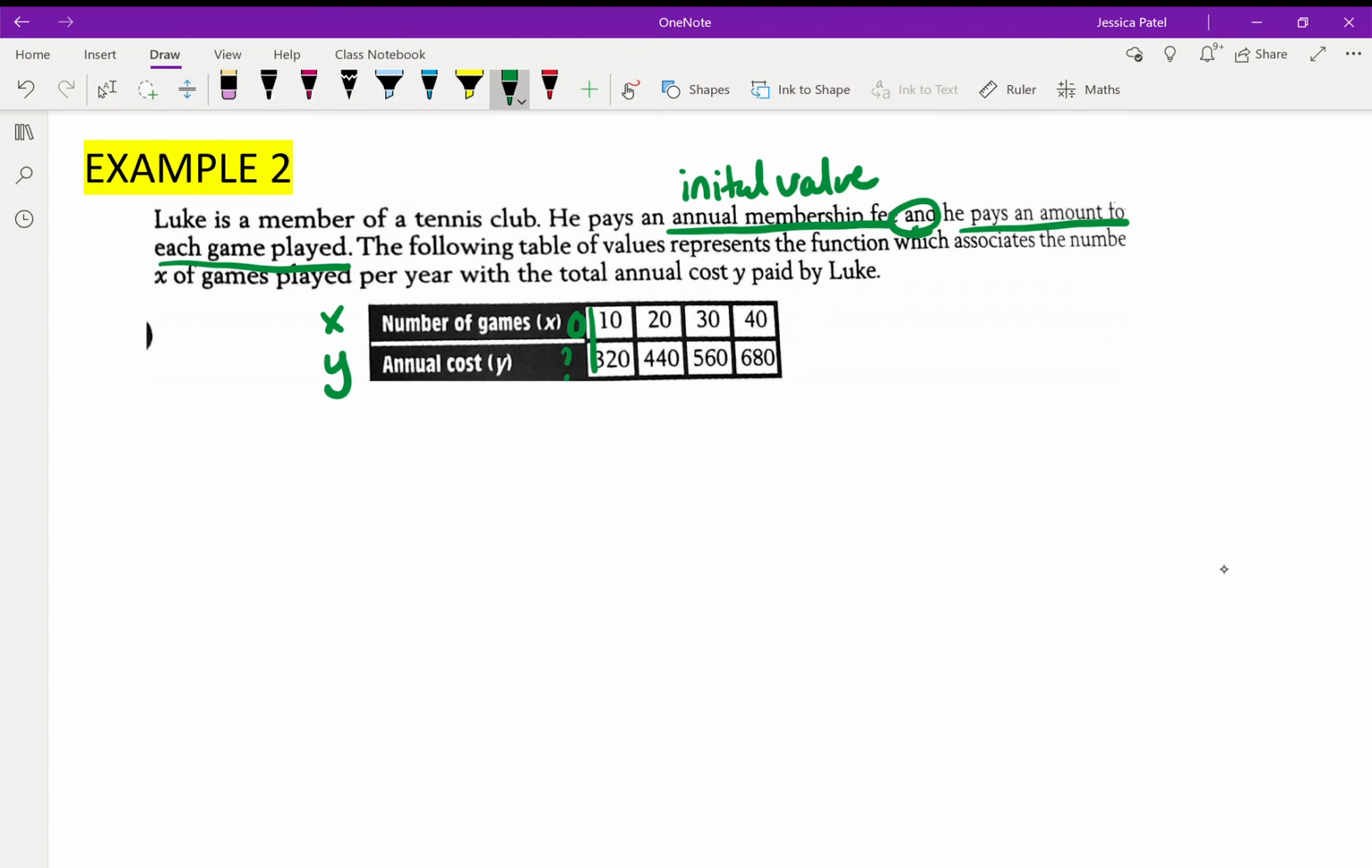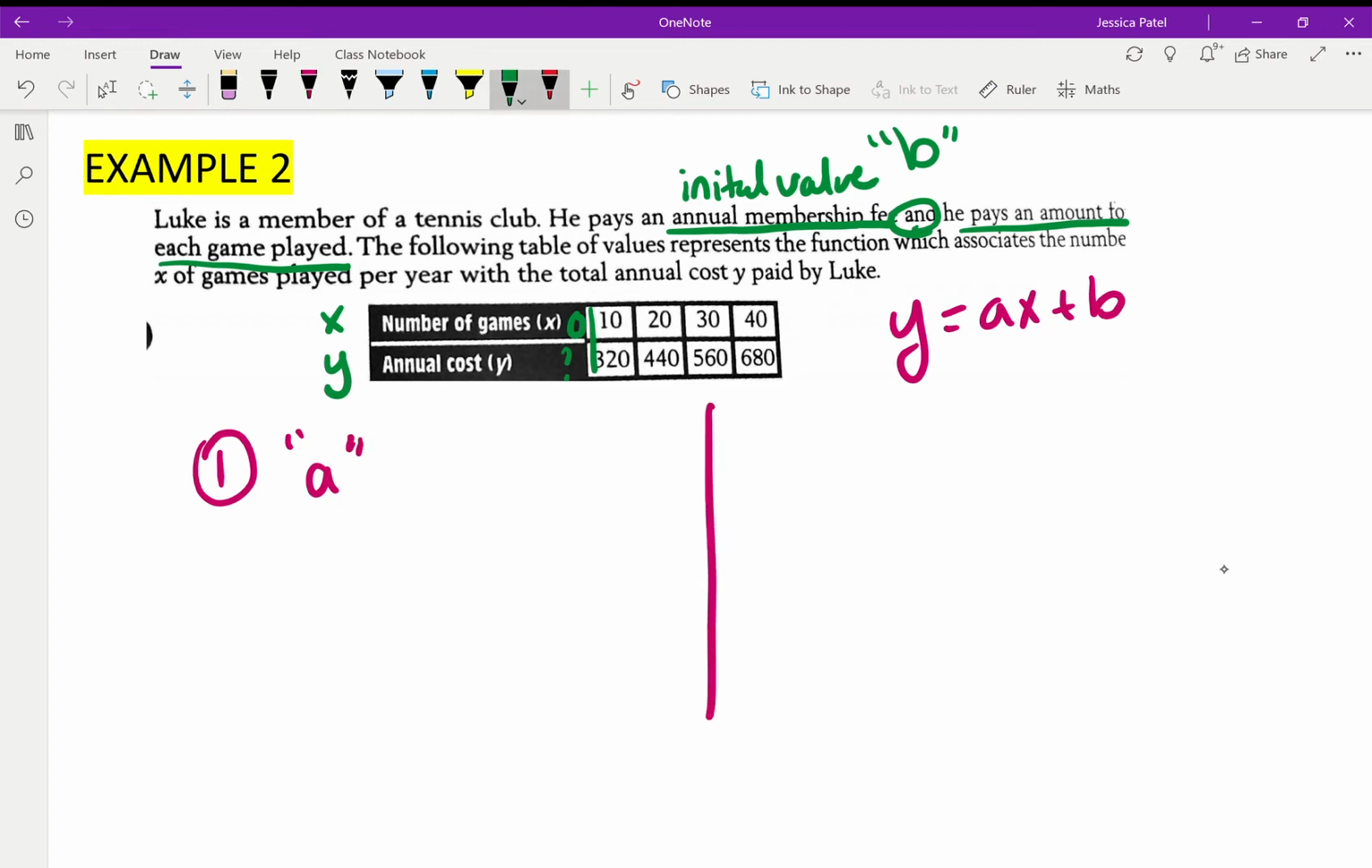So we're going to find out that initial value. And remember, your initial value is your b. I don't know what it is yet, but I could find out with all the steps I've learned. Your goal is to find this equation, and to do that you're going to go step by step: find a first, then step 2, find the b part, and then we put the equation together.